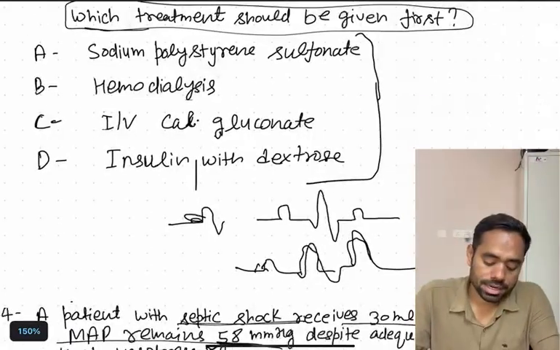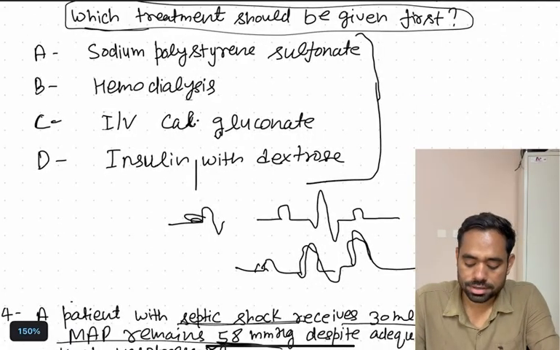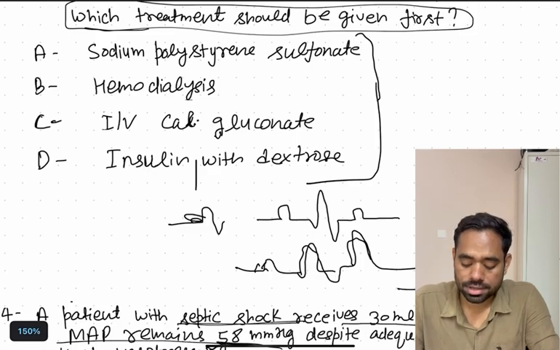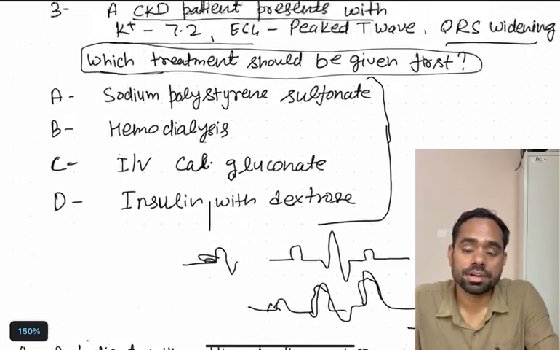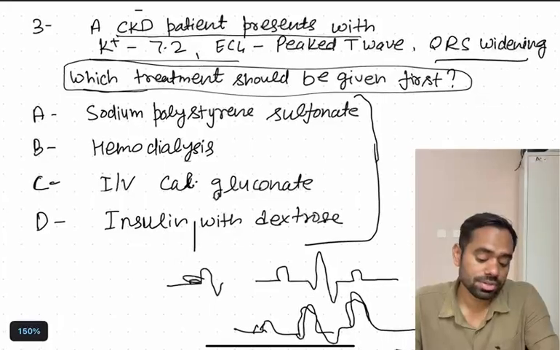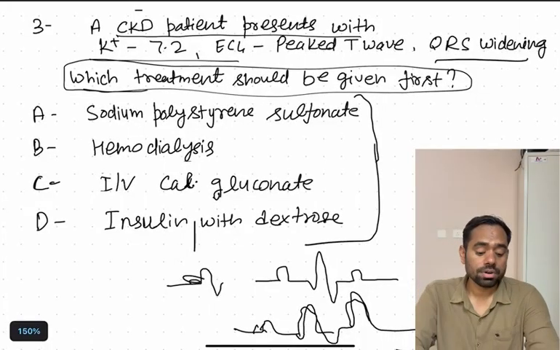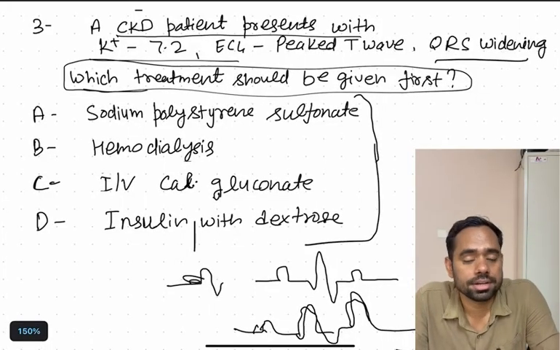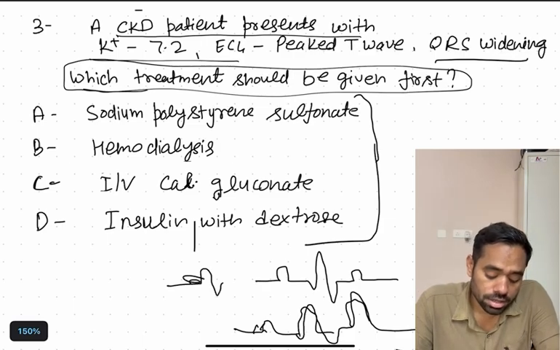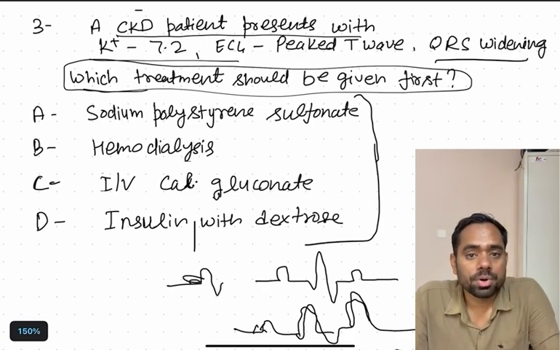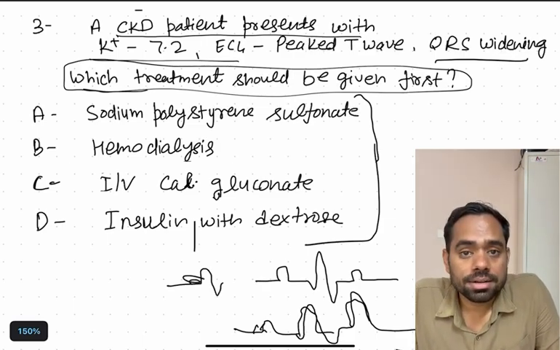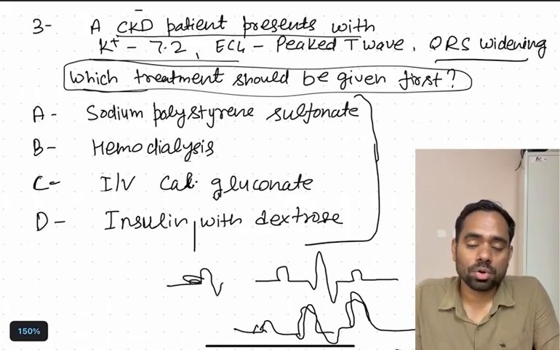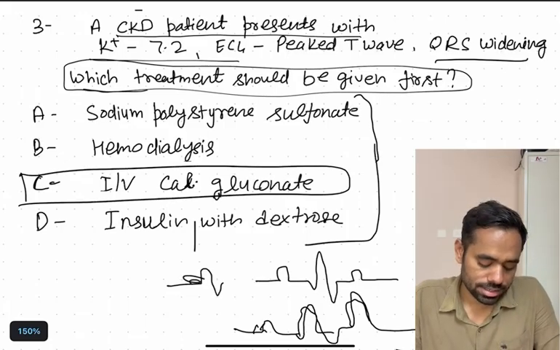And if the hyperkalemia persists, then sine wave pattern in severe hyperkalemia, and finally asystole if not treated early. So hyperkalemia, always treat early. Okay, because if you do not treat, then cardiac arrest will occur. So the main important thing is to stabilize the cardiac membrane by giving calcium gluconate. So first thing you will give calcium gluconate, so option C is correct.